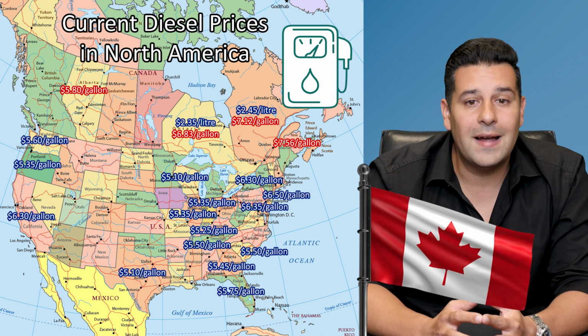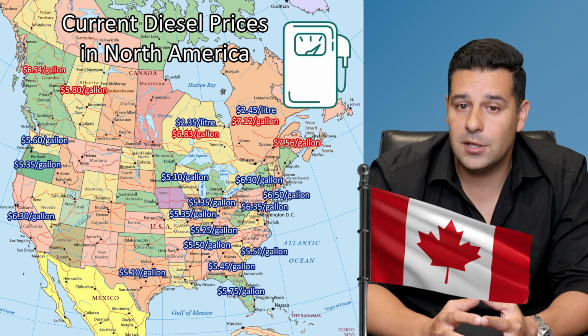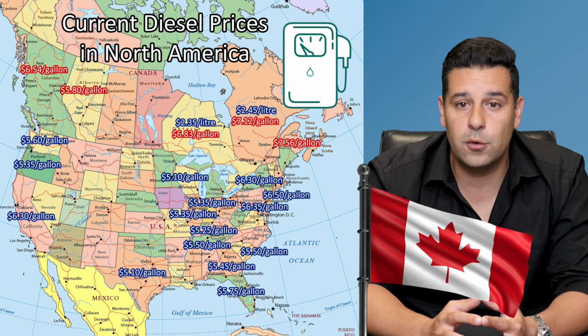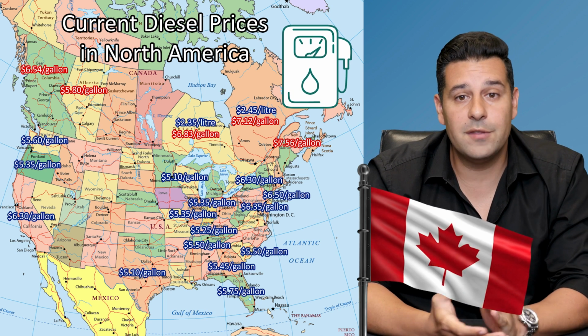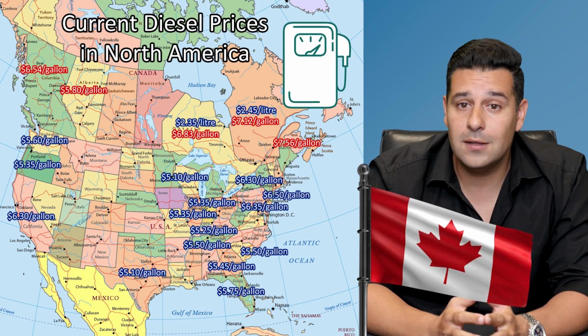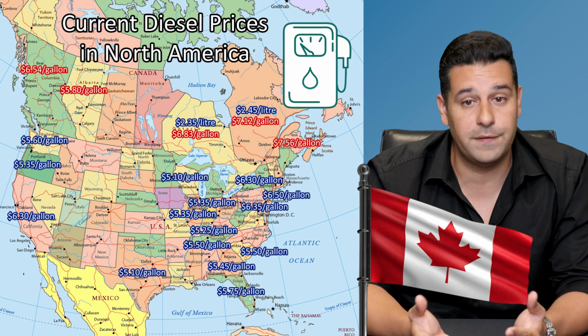In Alberta, $5.80 per gallon. In British Columbia, we have $6.54 US per gallon. Now that we have the map and we know what the prices of diesel are, let's look at how the cost of diesel affects our products.